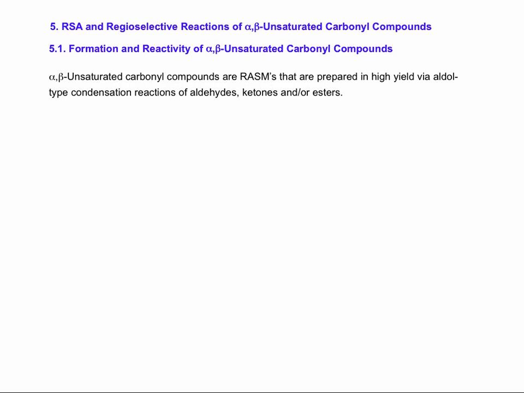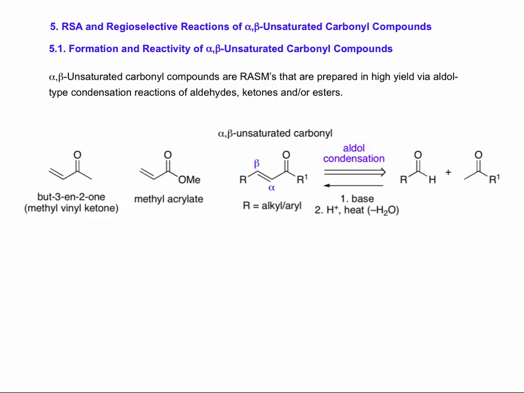So in section 5 we're going to look at regioselective reactions of alpha-beta unsaturated carbonyl compounds, and we'll start by looking at the formation and reactivity of alpha-beta unsaturated carbonyl compounds in section 5.1. And alpha-beta unsaturated carbonyl compounds are readily available starting materials prepared in high yield via aldol-type condensation reactions of aldehydes, ketones and/or esters.